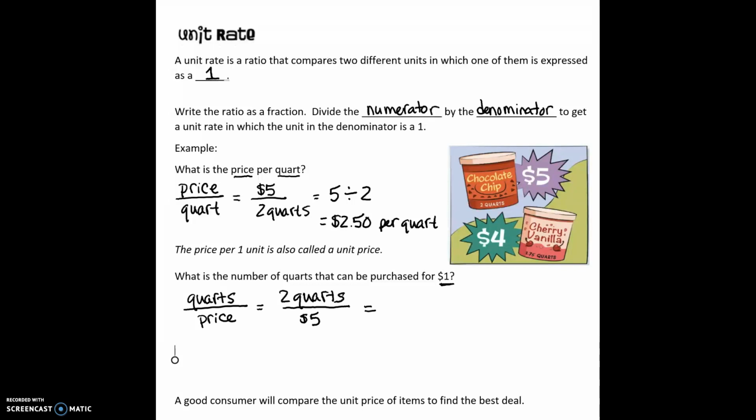So now remember that fraction bar means division. I start with 2 and I divide it by 5. When I take 2 and I divide it by 5, if I set this up as long division, I can see that 5 doesn't go into 2, so I'm going to have to put a decimal here and add a 0 in the tens place. Now 5 goes into 20 4 times. 4 times 5 is actually 20 with 0 left over. So my answer here is 0.4 or 4/10. So this means that 4/10 of a quart costs $1.